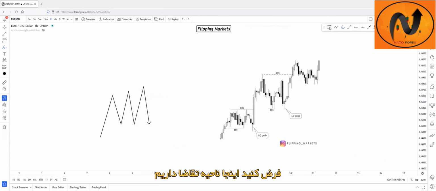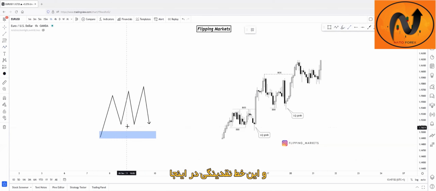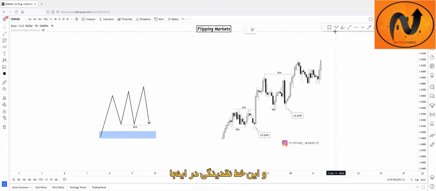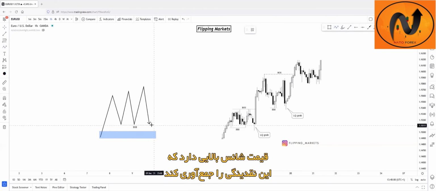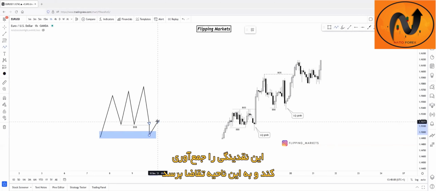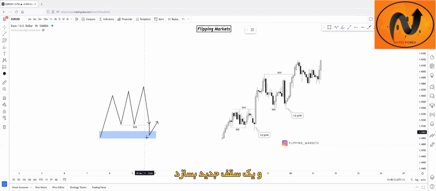So let's say we have this demand zone right here. Let me just change color. Okay, let's say we have this demand zone right here and this liquidity line. Price has a really, really great chance to sweep this liquidity. As I said, we always want to wait for a liquidity sweep, tap into this demand zone. And after a tap of this demand zone, it can reverse the price again and create a new high.